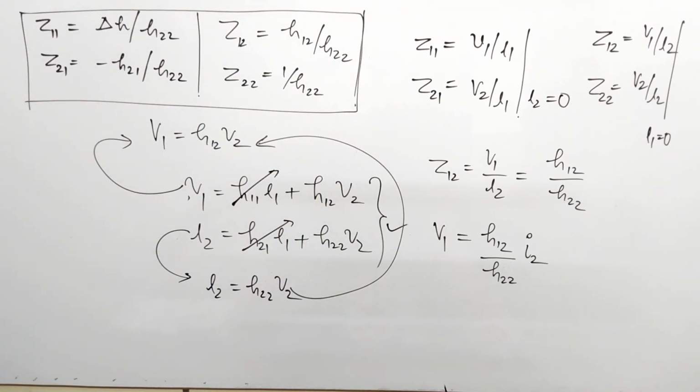Like that you can convert any type of two-port network parameters into another: z into h, h into z, h into y, y into g, like that. So you can do that, and just practice it so that you understand how to convert one parameter set into the other.